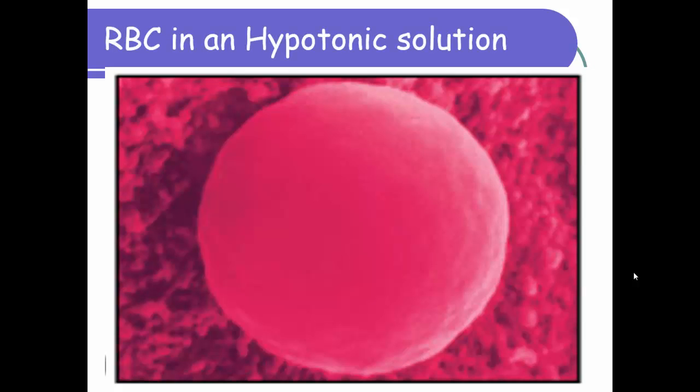Here's a red blood cell put in a hypotonic solution. You'll notice it's lost its biconcavity and in fact is about ready to rupture simply because this red blood cell does not have a cell wall to contain the growing pressure inside it.